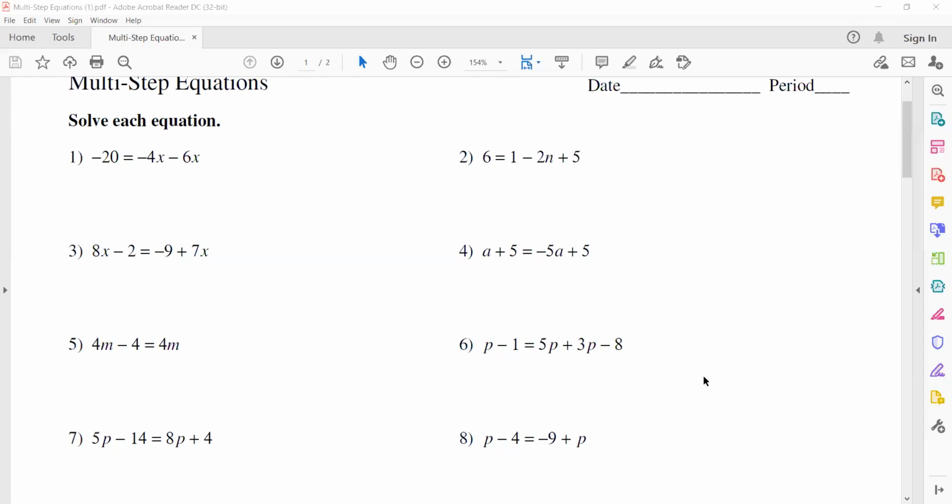And keep everything in balance. Okay, so if we look at number 3, here we got 8x minus 2 equals negative 9 plus 7x. And we have an x term on both sides. And this is where we said we got to make decisions. This is a good example.